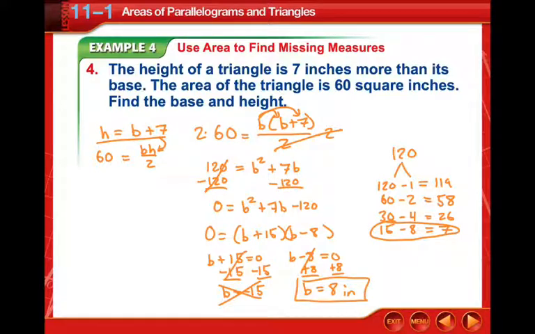Now we need to take that and plug it into one of our two equations to figure out what the height is. And since the first equation is already solved for the height, we might as well use that to make life easier. So we plug in our 8 for our b, plus 7. 8 plus 7 is 15. And again, our unit is inches. So the height's 15 inches, the base is 8 inches, and that is the end of this video.